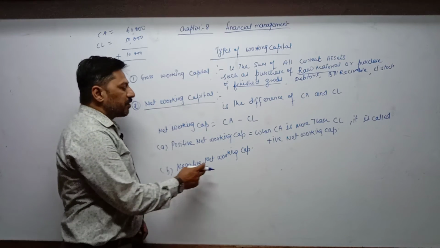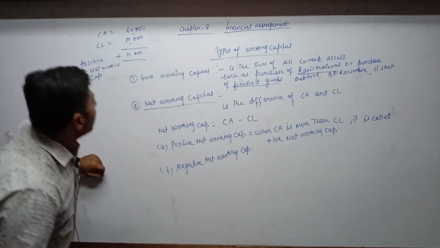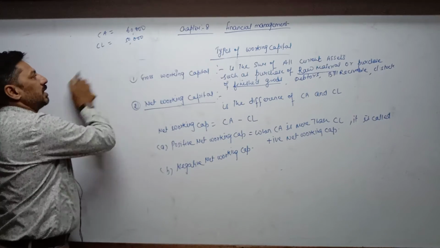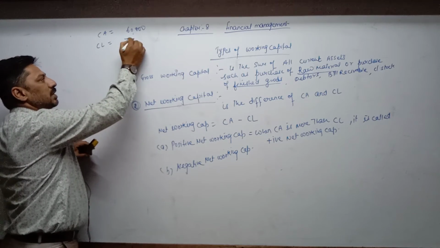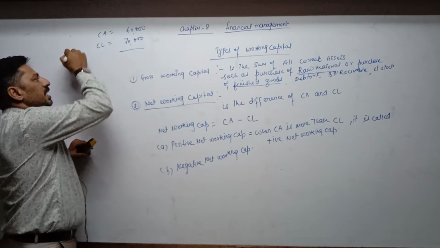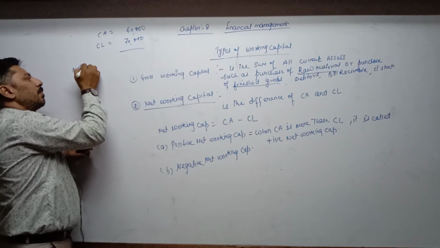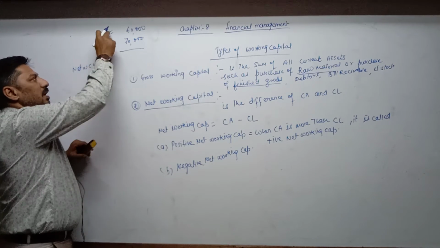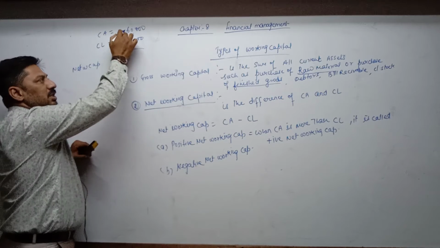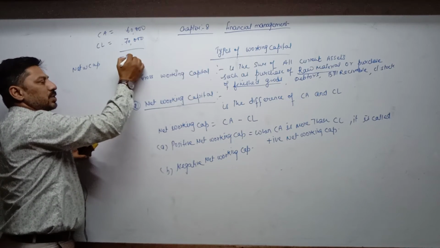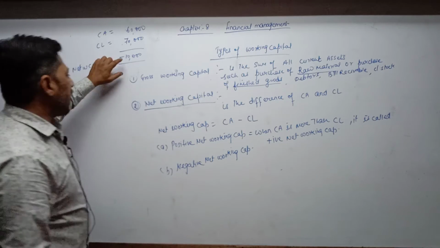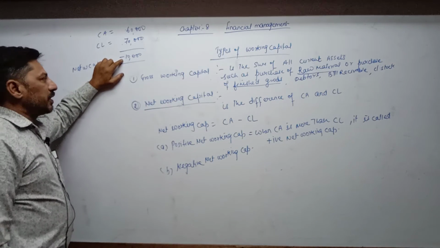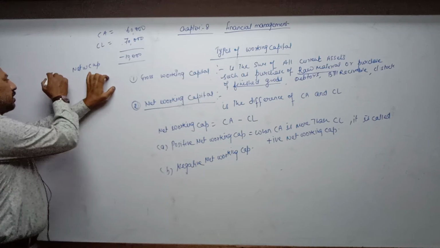Now what is negative net working capital? Just assume that current asset is of 60,000 and current liability is of 70,000. Now what is net working capital? We have to calculate net working capital. So this is the difference between current asset minus current liability. So 60,000 minus 70,000 is minus 10,000. So if here our answer comes in negative, that's why it is called negative net working capital.